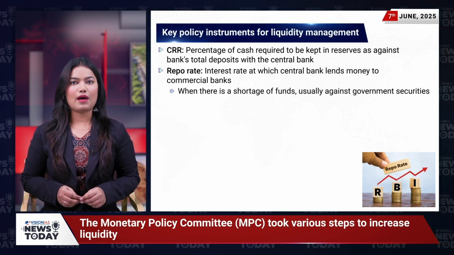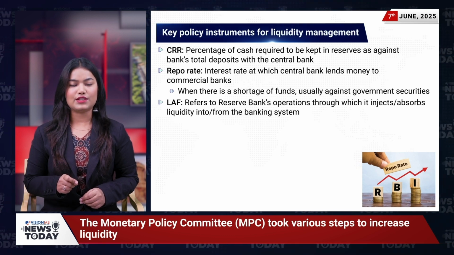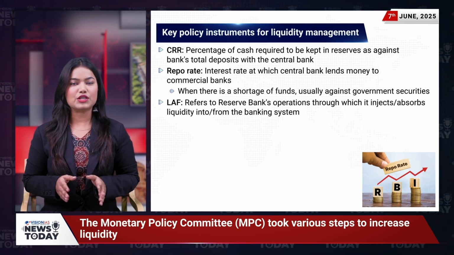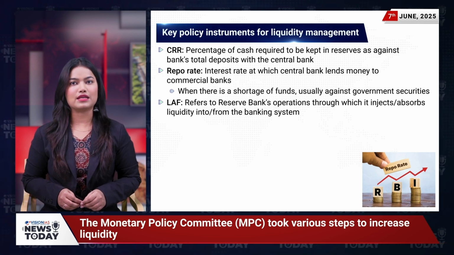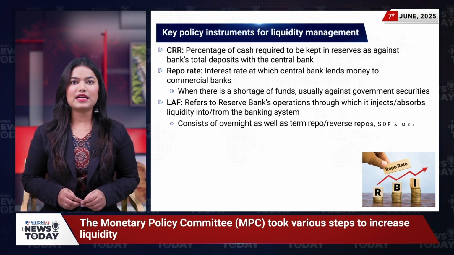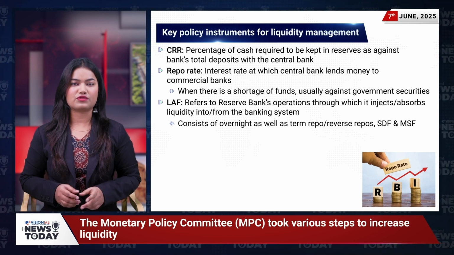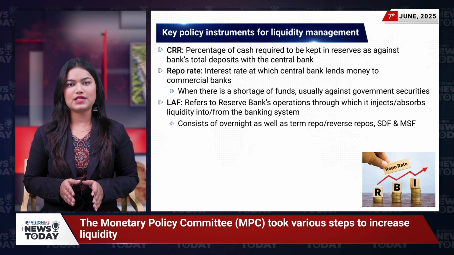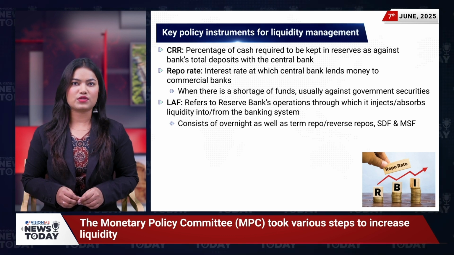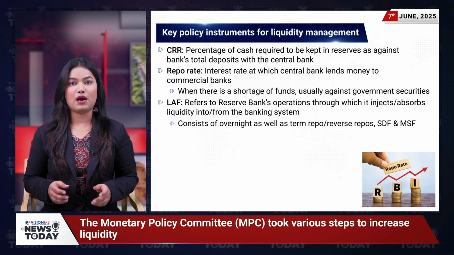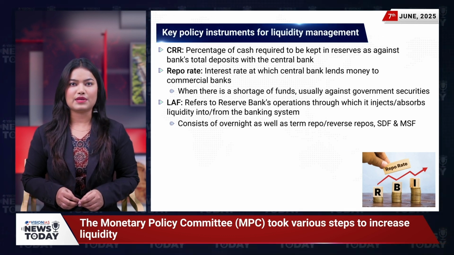Now, let's talk about the Liquidity Adjustment Facility or LAF. This is a tool the RBI uses to either inject or absorb liquidity from the banking system. It includes overnight as well as term repo and reverse repo operations, both at fixed and variable rates. The LAF also consists of the Standing Deposit Facility or SDF and the Marginal Standing Facility or MSF.